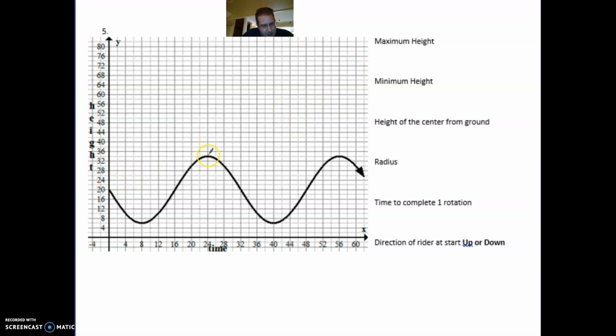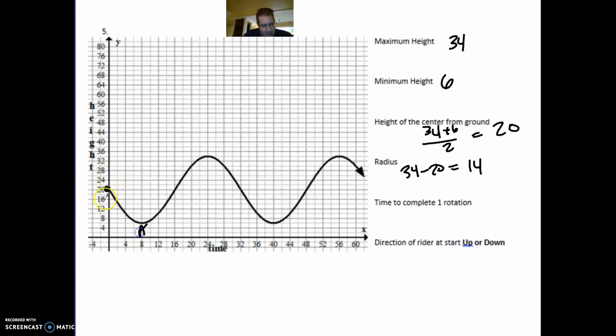Maximum height, highest point is 34. Minimum height is 6. Add those two together, divide by 2, you get 20, because now 34 minus 20 is 14. So this is 14 above this, and this is 14 below this. That makes sense. All right, time to complete one rotation.